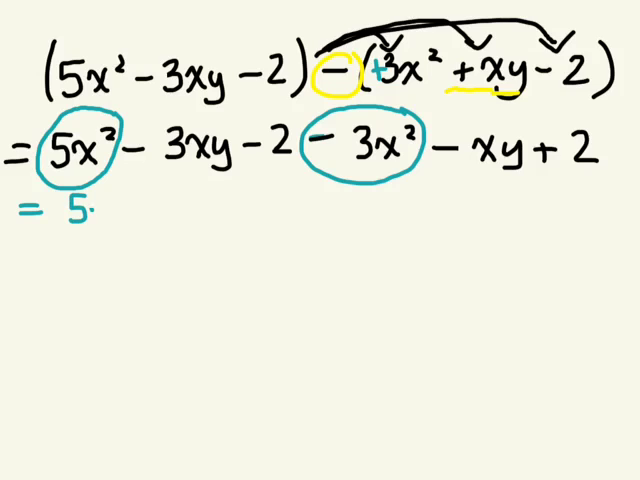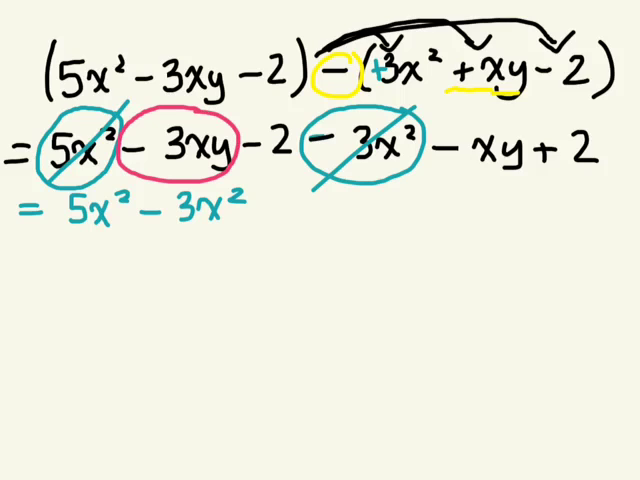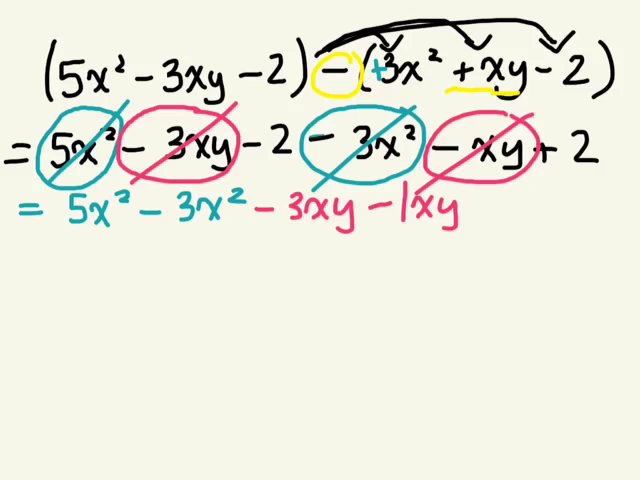Okay, wait, so those terms are going to go together. 5x squared minus 3x squared. Any more x squared terms? No. Okay, then what? Good. Negative 3xy and negative xy. What number can I put in front of that so it can help you when you're adding and subtracting integers? Good. That's done. And then my last terms? -2 and +2. So this is just straight addition and subtraction of integers.